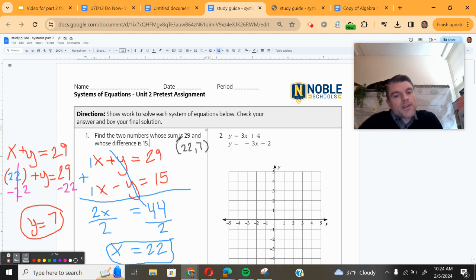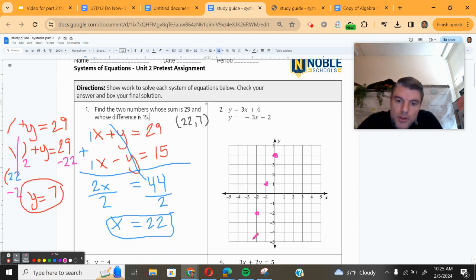Okay, when you're graphing, all you have to do is look at the y-intercept. So you're going to put a dot on the 4. I can't go up 3, so I'm going to have to go down 3, backwards 1. So down 1, 2, 3, backwards 1 to make it a positive slope. 1, 2, 3, backwards. 1, 2, 3, backwards. Okay, I'm going to connect the points.